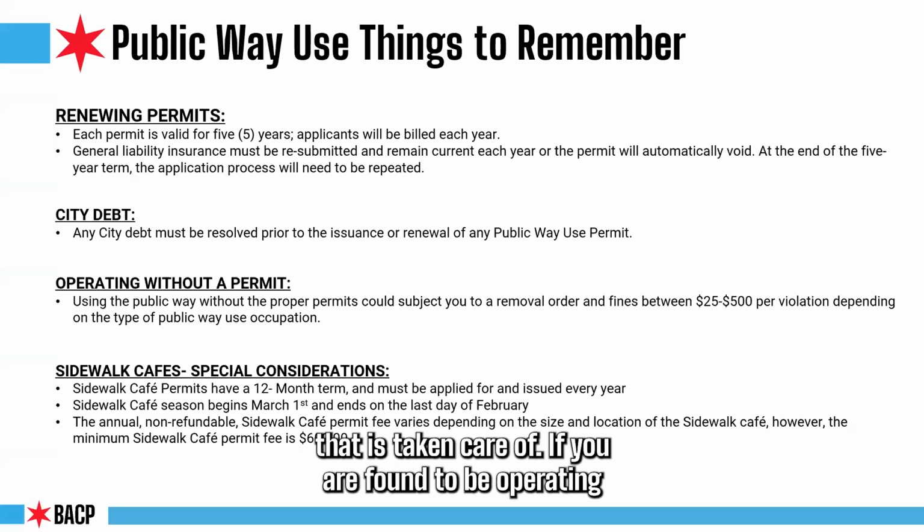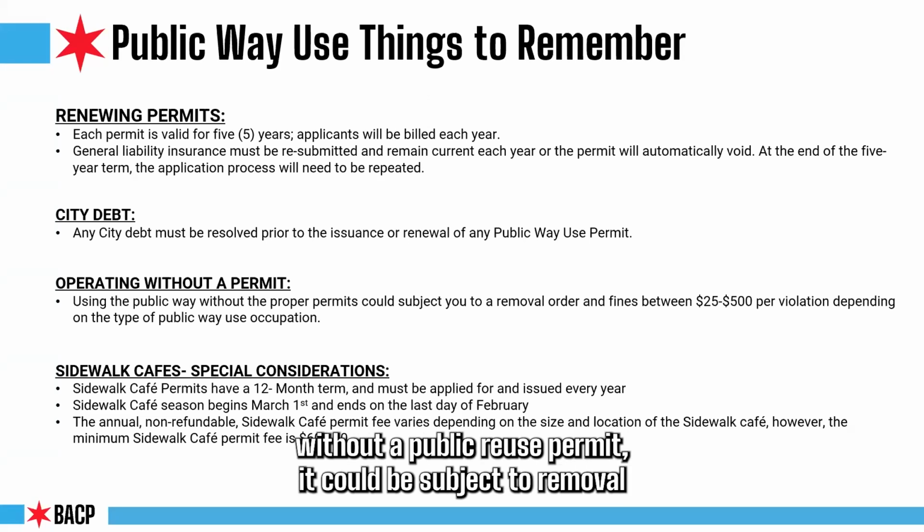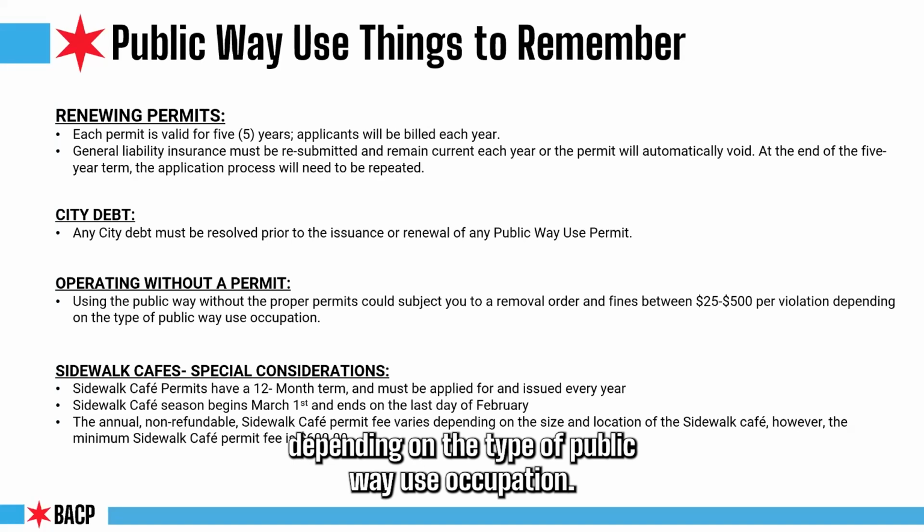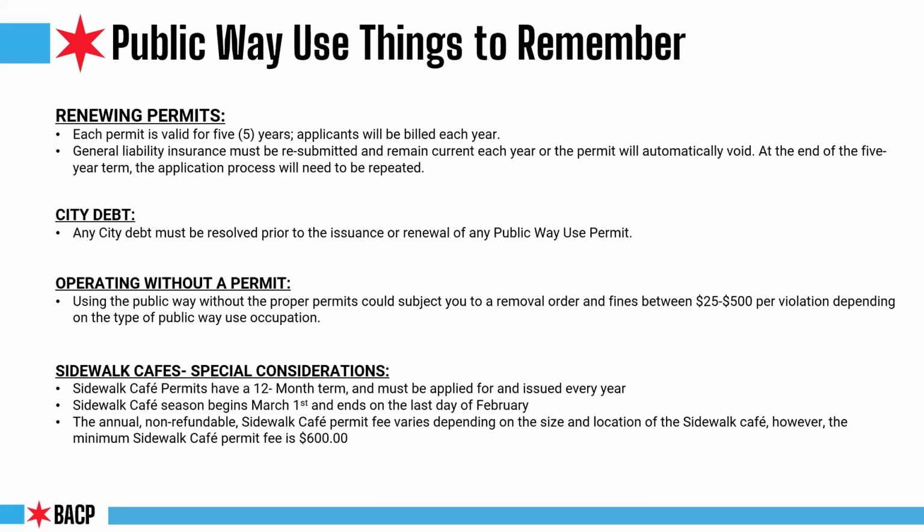If you are found to be operating without a public use permit, you could be subject to a removal order and fines anywhere between $25 to $500 per violation, depending on the type of public way use occupation.